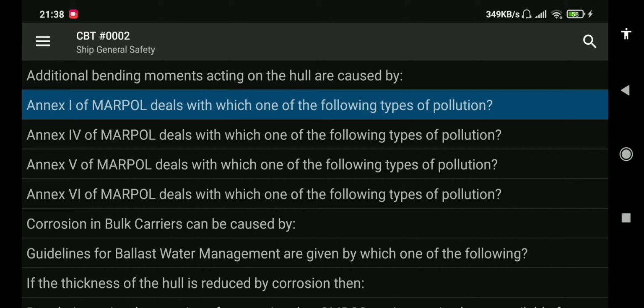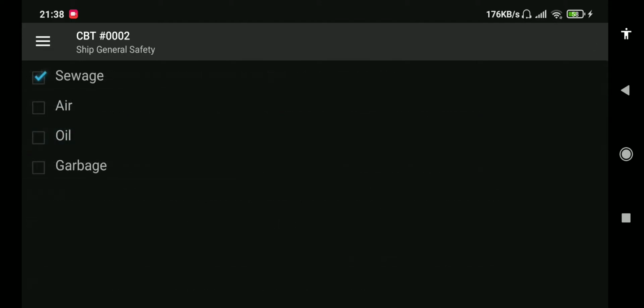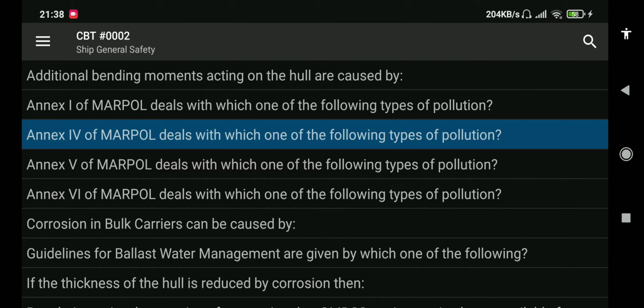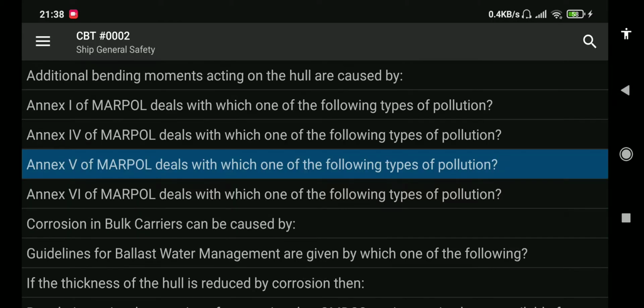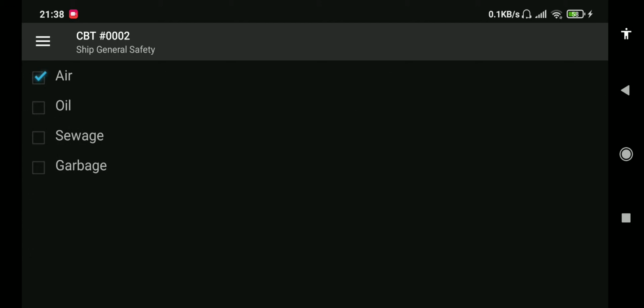Number 3, Annex 4 of MARPOL deals with which one of the following types of pollution? So it is sewage pollution. Next, Annex 5 of MARPOL deals with which of the following types of pollution? So it is garbage. Annex 6 of MARPOL deals with which one of the following types of pollution? So it is air pollution.